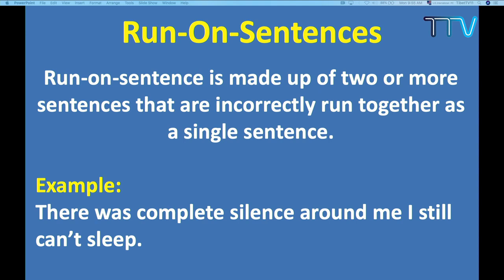So if you look at this sentence, you know that there are two independent sentences. There was complete silence. I still can't sleep. Now, if you look at these two sentences, there are two independent sentences. There was complete silence, one full complete sentence, isn't it? I still can't sleep, that is a complete sentence. But these two sentences have been considered as one.